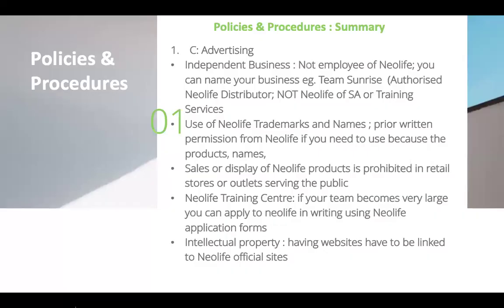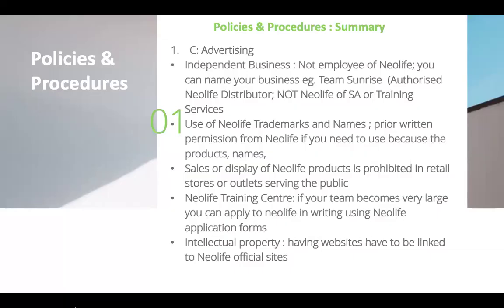The reason why these things are there is to protect both the company and the distributors, and also make sure that when you are dealing with the public you know exactly, I'm not an employee of Neolife. I am an independent distributor of Neolife, and a proud one. Okay? So that's what I wanted to share with you about the policies and procedures. Subclause, advertising. Please read through it so that you don't make a mistake, so that you don't do something that violates the policies and procedures.